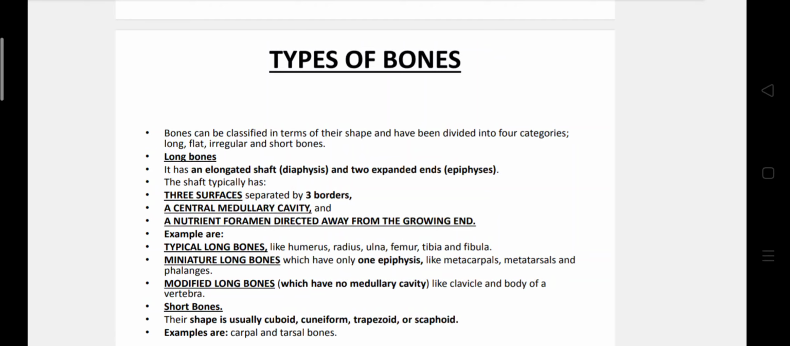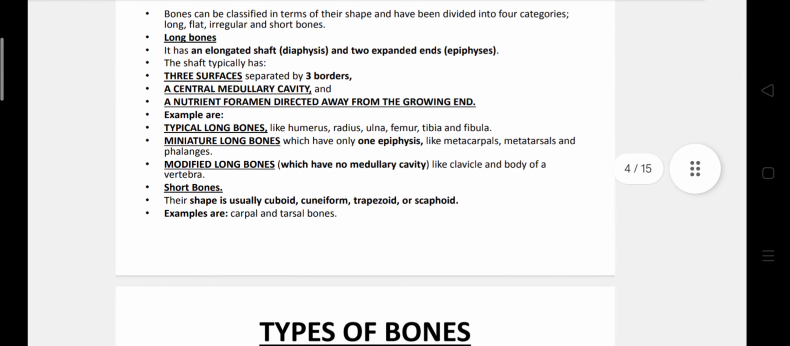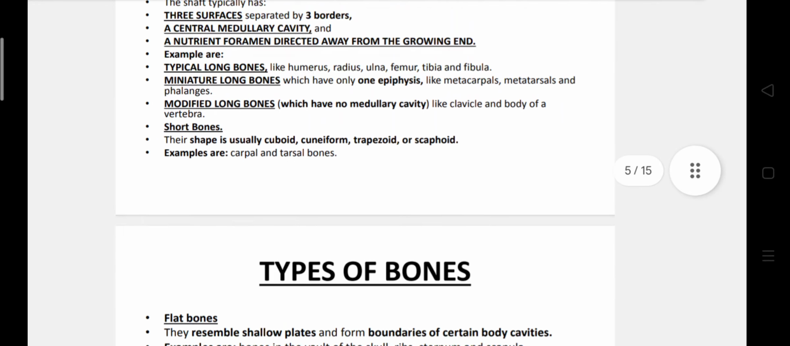Miniature long bones, which have only one epiphysis, like metacarpals, metatarsals, and phalanges. Modified long bones, which have no medullary cavity, like clavicle and body of a vertebra. Short bones: their shape is usually cuboid, cuneiform, trapezoid, and scaphoid. Examples are carpal and tarsal bones.